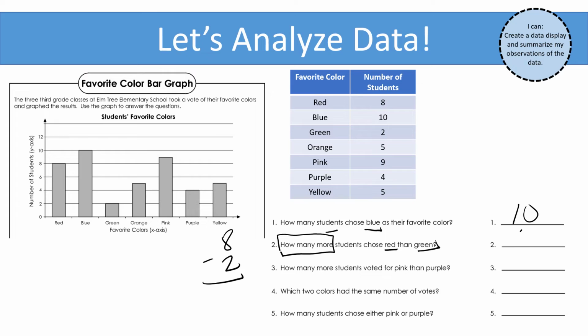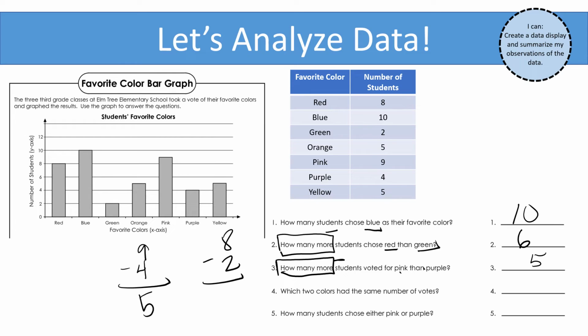is 6. Number 3, how many more students voted for pink than purple? We have our clue word. How many more is subtracting? So we have pink and purple. Pink is 9, purple is 4. So if you need to come over here and work it out, we can. 9 minus 4 is 5.